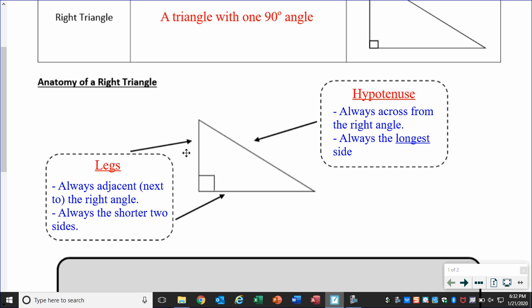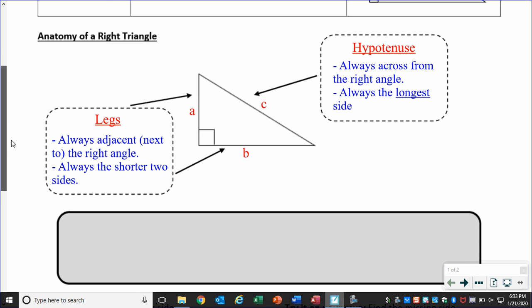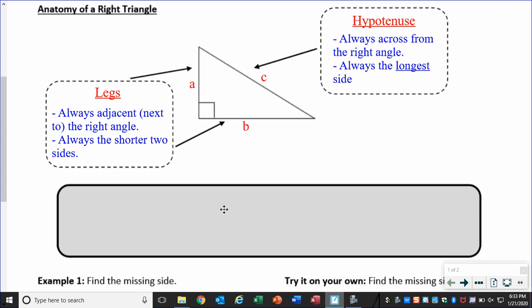Because there are three different sides, and even two different legs, we use letters to help us figure out which one's which. The legs, we'll label A and B, and it really doesn't matter which one's A or B, because we know that A and B represent the legs. The hypotenuse is represented with the letter C. That's really important because it will help us with the Pythagorean theorem.